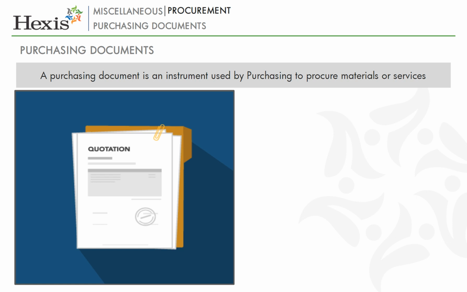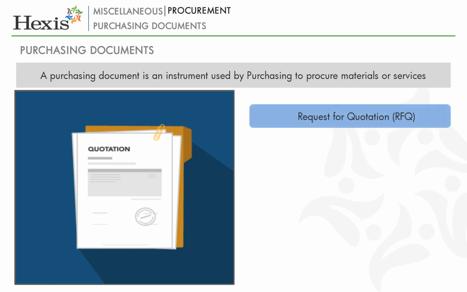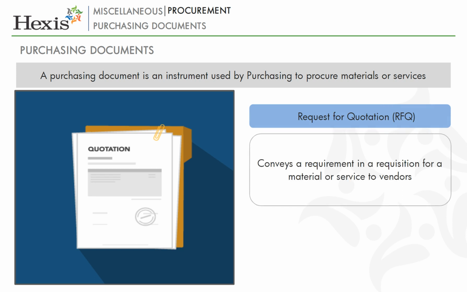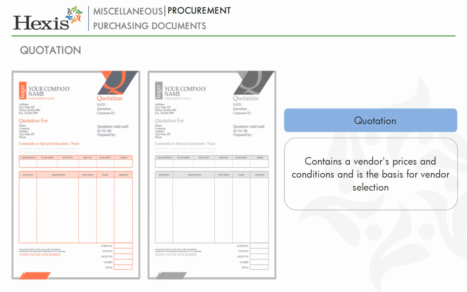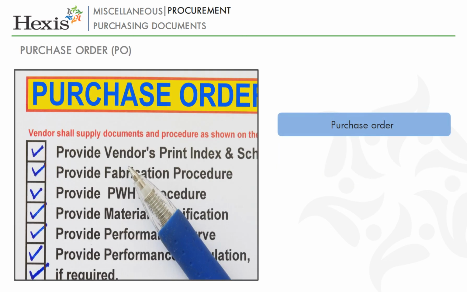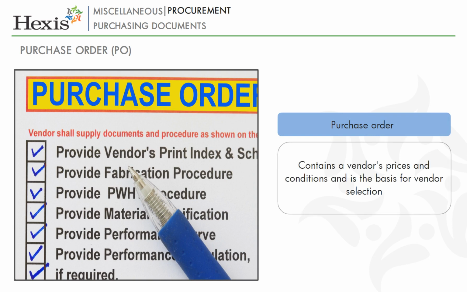Let us begin with request for quotation, that is RFQ. Request for quotation, RFQ, transmits a requirement defined in a requisition for a material or service to potential vendors. Quotation contains a vendor's prices and conditions and is the basis for vendor selection. Purchase order, PO. The buying entity's request or instruction to a vendor, that is an external supplier, to supply certain materials or render or perform certain services or works, formalizing a purchase transaction.